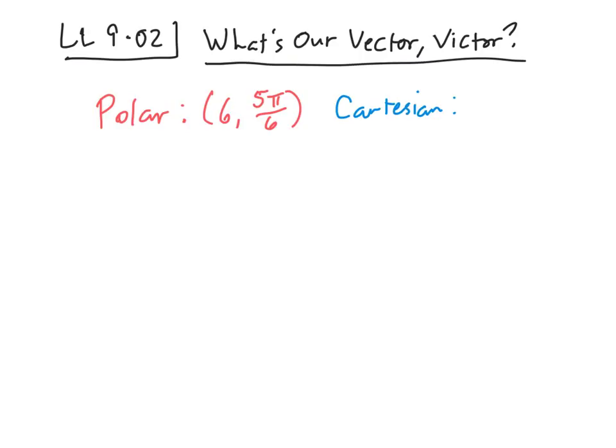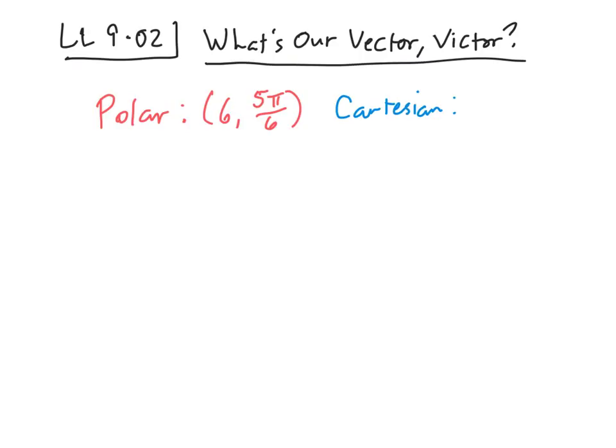Anyway, in this video, I want to talk about how to translate from polar coordinates into Cartesian coordinates. In the last video, we took a point given in Cartesian coordinates and converted it into polar coordinates. That is, we expressed that point in polar coordinates. Now I want to go the other way. So we're given a point with polar coordinates 6, 5 pi over 6.